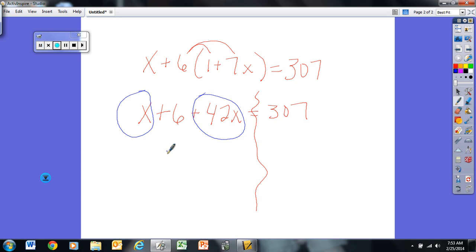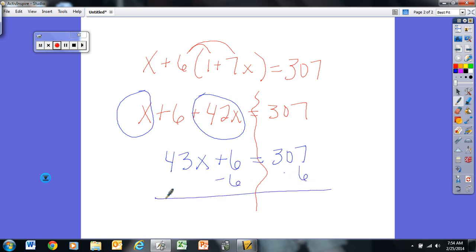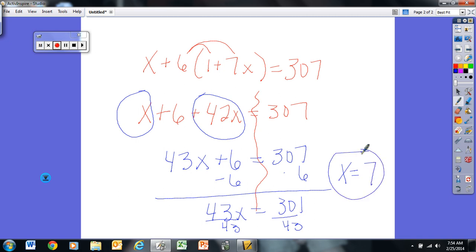X plus 42x is 43x. Bring down the plus 6 equals 307. Now it's a two-step equation like we've been solving for weeks. So minus 6 from both sides. 43x equals 301. Divide by 43, and x equals 7. And again, you can always check it by plugging in 7 for x right there.